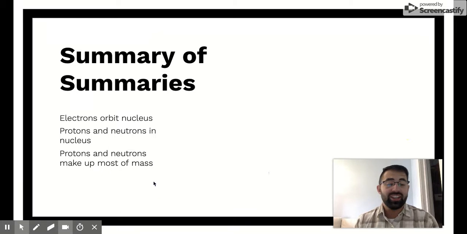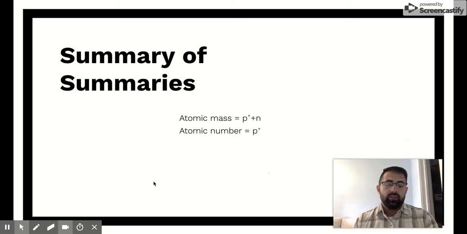Protons and neutrons are in the nucleus, so 99.999% of the mass of an atom is in its nucleus, so we can ignore the mass of an electron. That means protons and neutrons make up most of the mass. So the atomic mass measures how much stuff is in the atom. This is both the protons and the neutrons, because they're both about the same size, give or take. For our purposes, they're the same. And the atomic number is just the number of protons, and this determines which element it is.